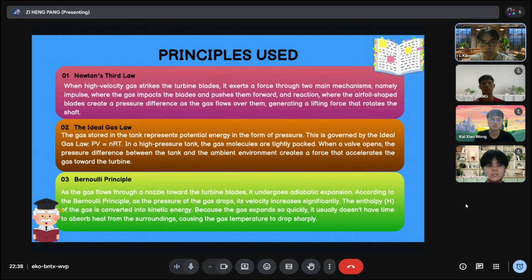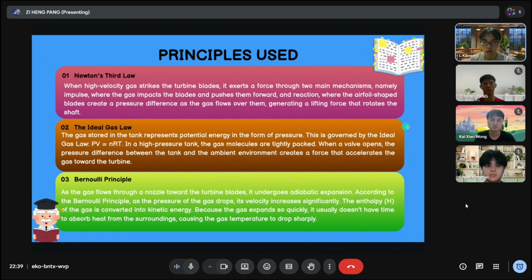Next, there are three principles used in this project. The first is Newton's third law. When high velocity gas strikes the turbine blades, it exerts a force through two main mechanisms, namely impulse, where the gas impacts the blades and pushes them forward, and reaction, where the airfoil-shaped blades create a pressure difference as the gas flows over them, generating a lifting force that rotates the shaft.